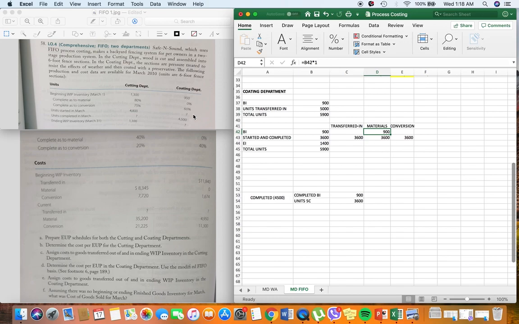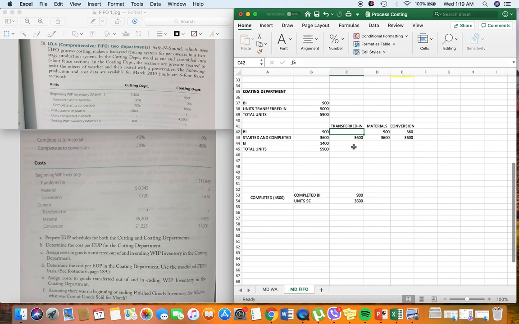Okay? And then for conversion naman, according to the problem, the beginning inventory in the coating department is already 60% complete as to conversion. So it means that for the month of March, we only have to add the remaining 40%, di ba? Remaining 40% na lang yung work done natin sa kanya for this month, kasi the company has already worked on the 60% in the month of February.